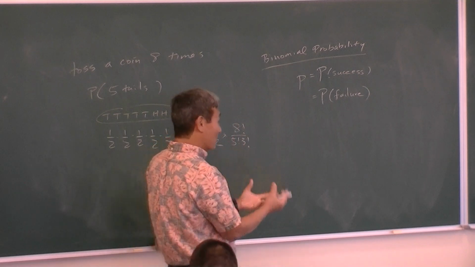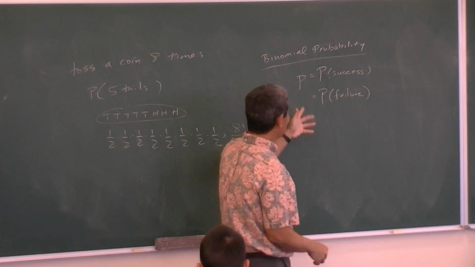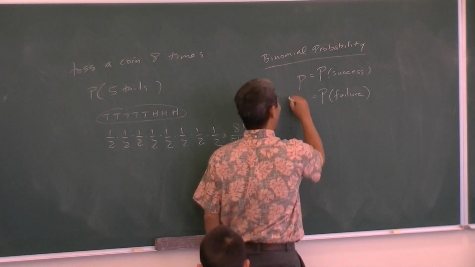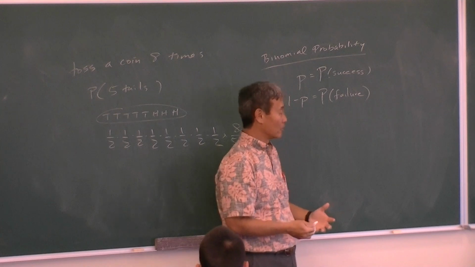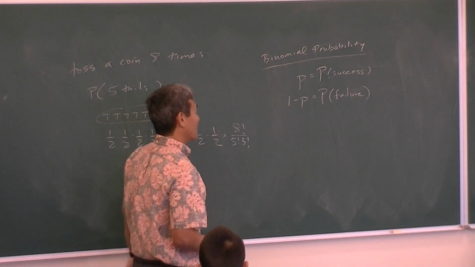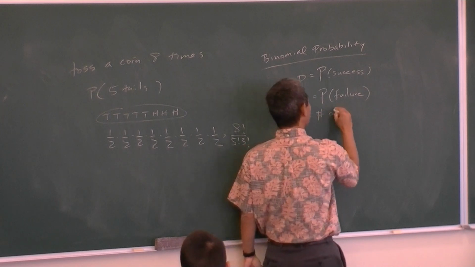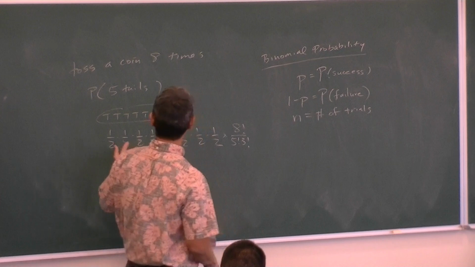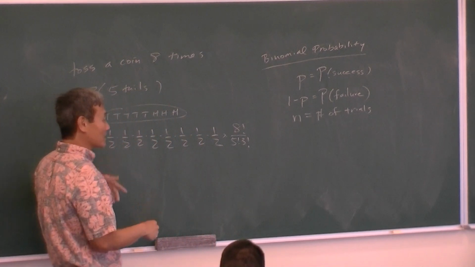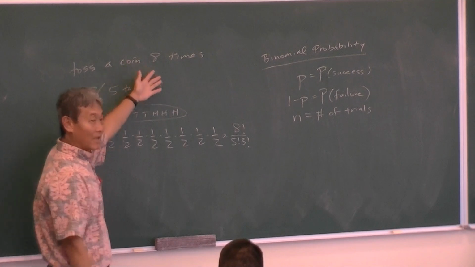If P is the probability of a success, and there's only 2 possible outcomes, what's the probability of a failure? 1 minus P. Okay, we're going to define N to be equal to the number of trials. So in this problem, what is N? How many times am I doing this experiment, which is tossing a coin? 8. So in this problem, N is 8.